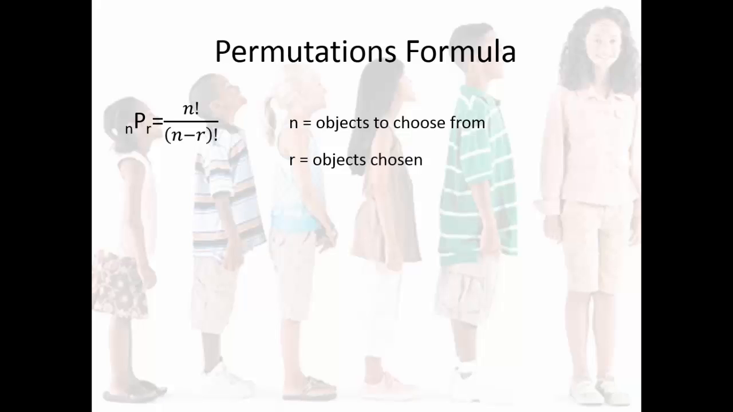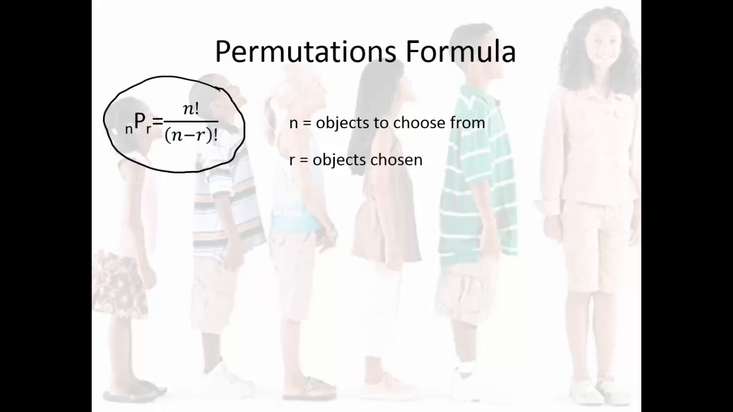What about when things get bigger and bigger? It becomes less efficient to use the slot method when you have a lot of slots. So there's a formula. And here it is. This is the permutation formula. It looks a little bit intimidating, but really it's exactly the math we have already been doing. So let me show you how it works.